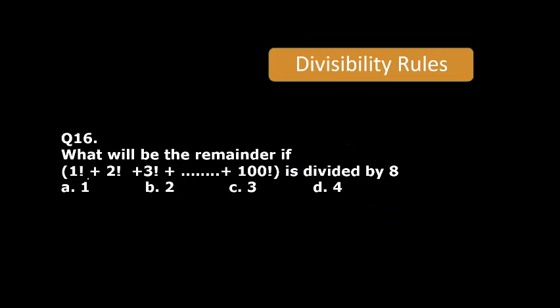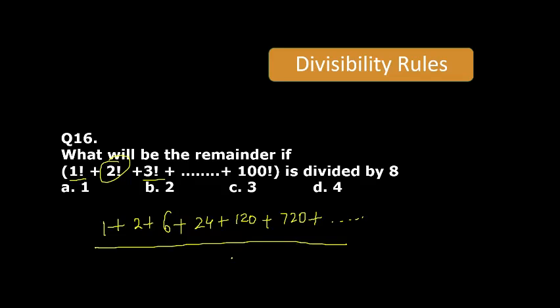So basically 1 factorial is 1. 2 factorial is 2. 3 factorial is 6. 4 factorial is 24. 5 factorial is 120. 6 factorial is 720, and so on. There are 100 such numbers and we have to divide by 8. Now that's a very logical question, a very tricky question. You can see how we can solve this. Tell me, what is the first number in the sum which is exactly divisible by 8? Tell me the first one.